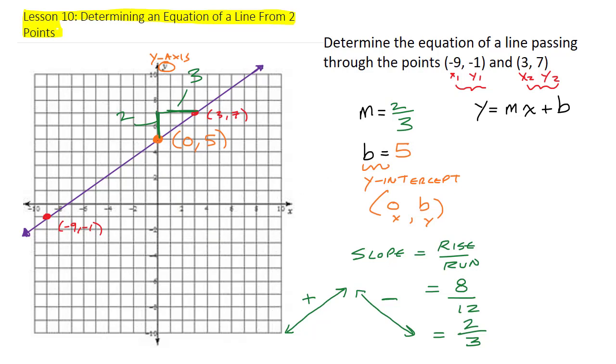All right, so there's my slope. There's my y-intercept. I can write the equation. Y equals 2 over 3x plus 5.